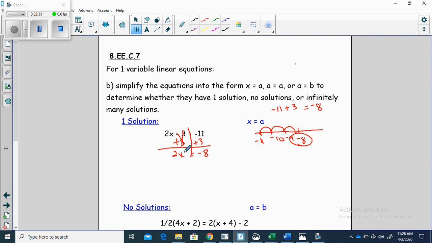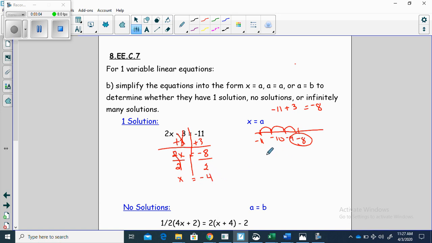I still need to solve for x. I need x by itself. 2 is multiplied by x. The opposite of multiplying 2 by x is to divide 2x by 2. What I do to one side, I have to do to the other. 2x divided by 2 is 1x, so that's just x. And I've got negative 8 divided by 2. A negative divided by a positive gives me a negative. x is equal to negative 4.